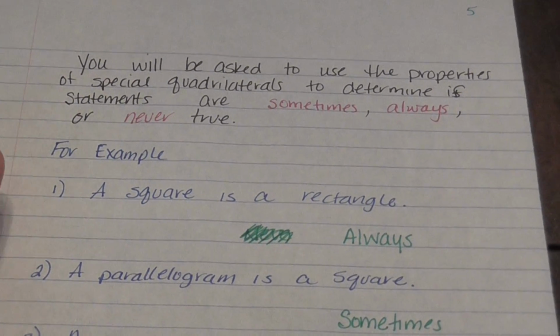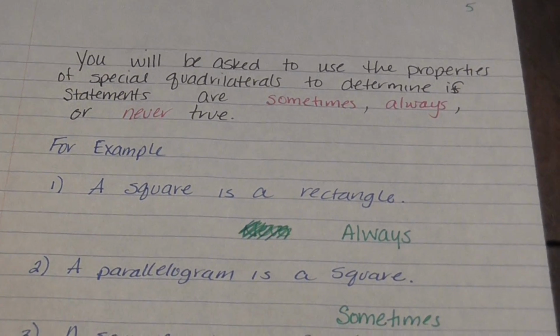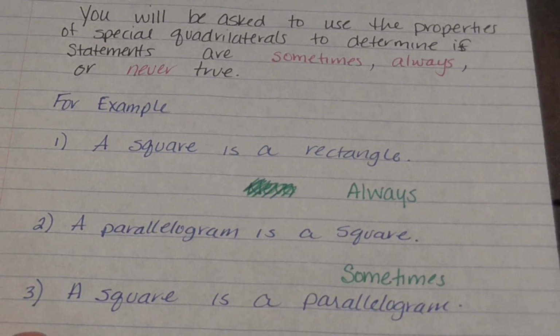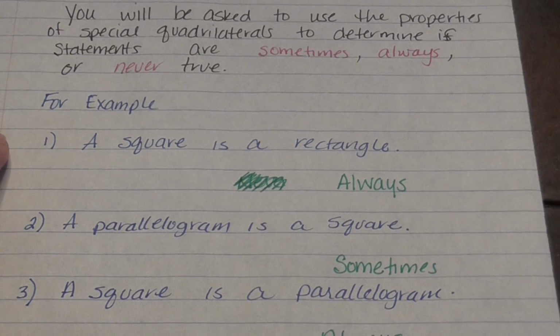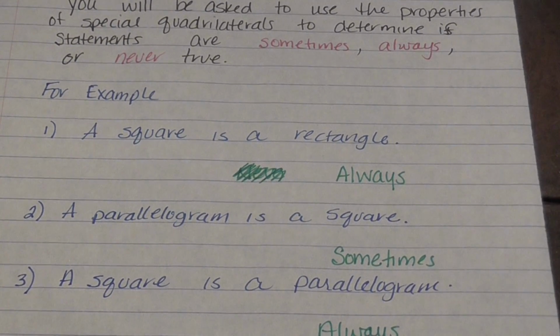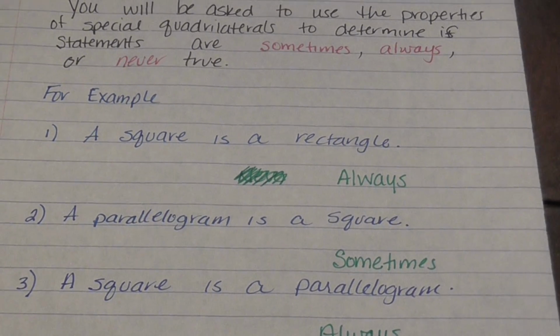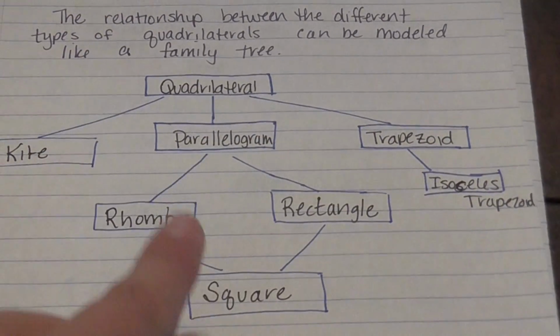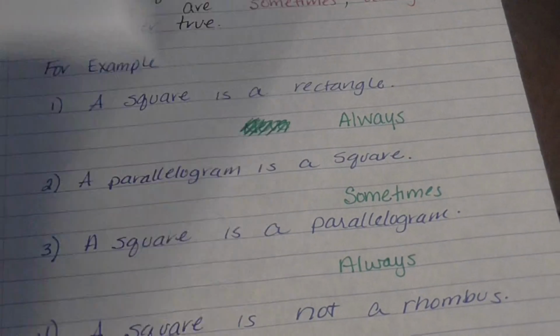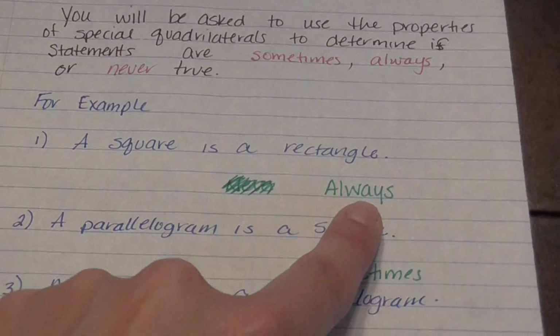Alright, so here are some examples of when you're going to be asked to use the properties of special quadrilaterals to determine if the statements are sometimes, always, or never true. So a square is a rectangle. I started at square. We go back and look at our family tree. I start at square and go up to rectangle. Up means always, so that's always true.